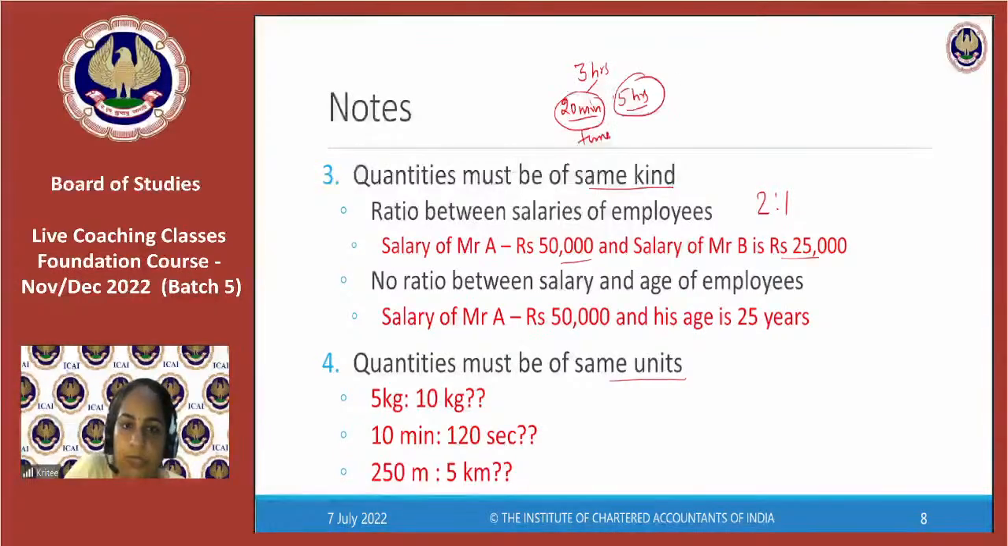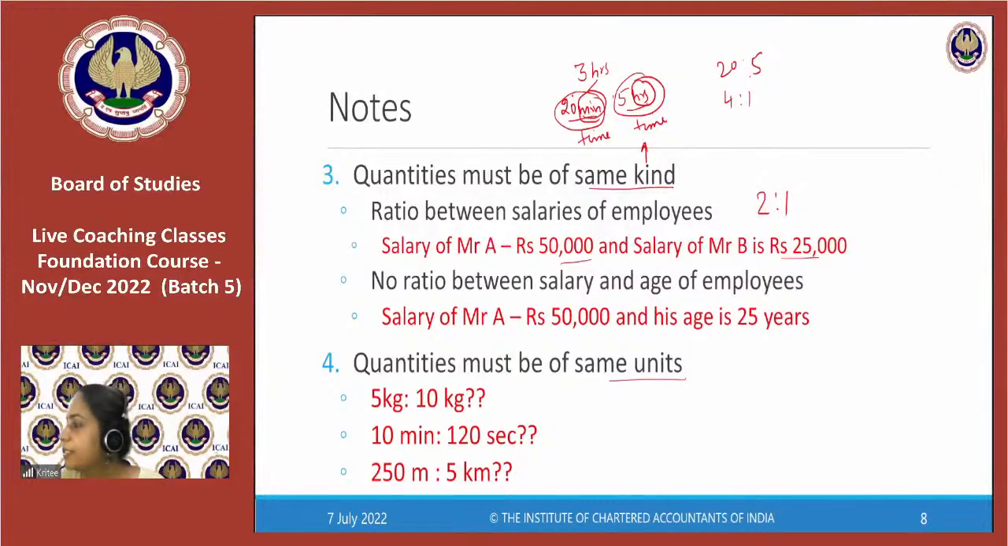We are talking about time to complete the paper. They are of same kind, but the units are different. 20:5, you will say, oh, you are taking 4 times more time than me. No, it's not like that. The units must be same. If this is minutes, this should also be minutes. If this is hours, this should also be in hours. So that way your units must be same.